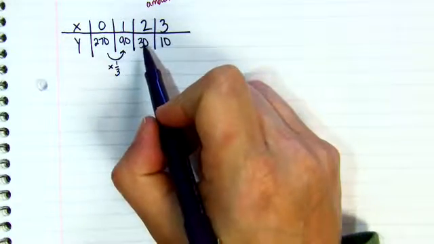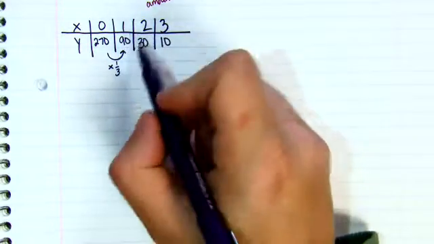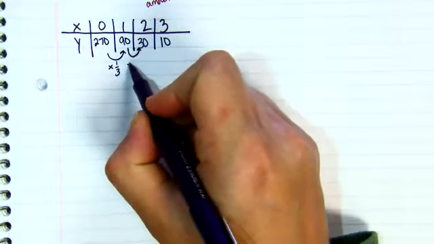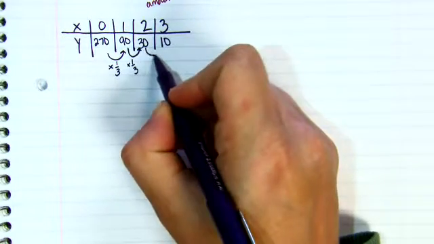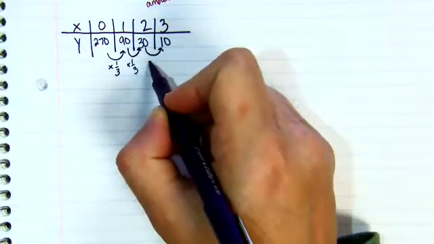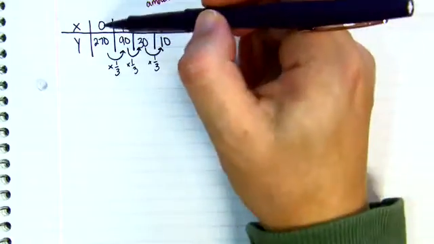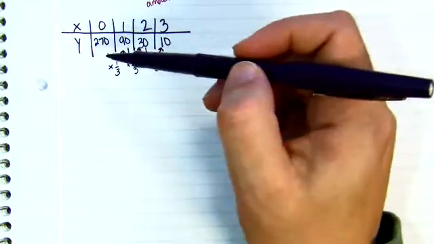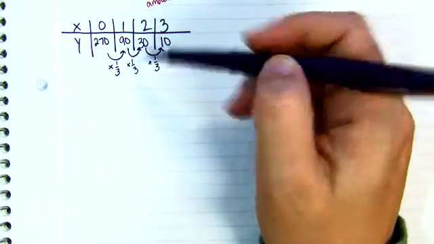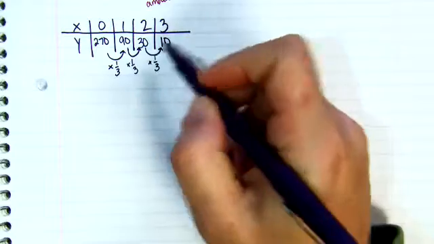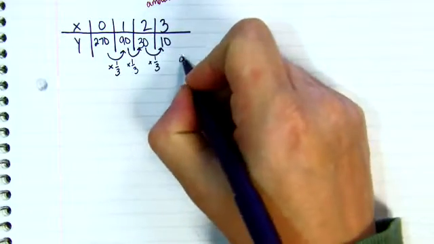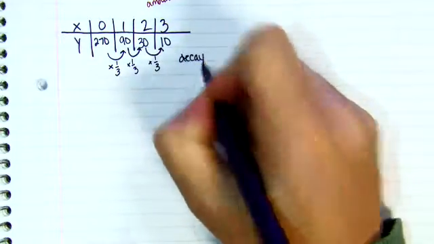In the same situation, 30 is 1/3 of 90, so I'm multiplying by 1/3. 10 is 1/3 of 30, so I'm multiplying by 1/3. So as x increases by 1, y is being multiplied by 1/3. 1/3 is less than 1, so this is going to be a decay function.